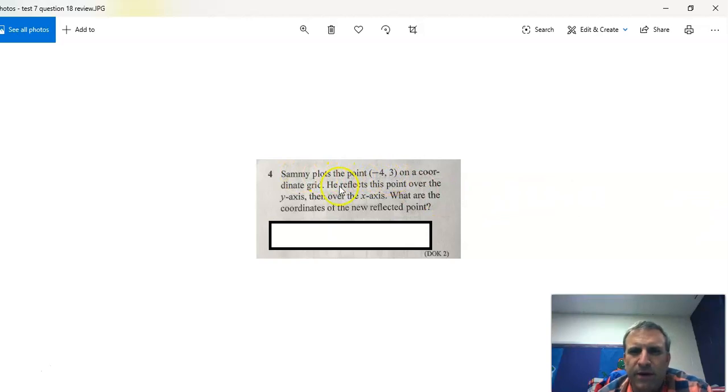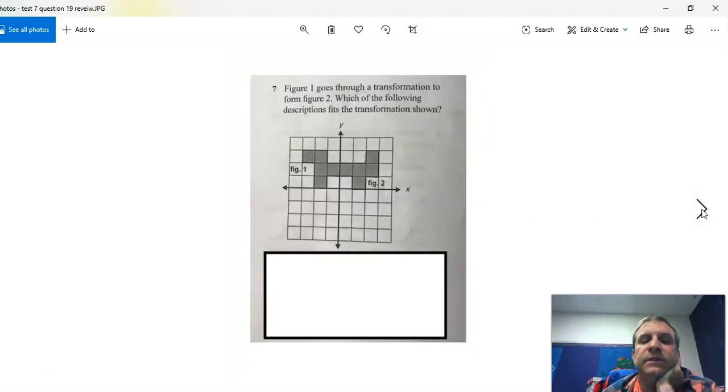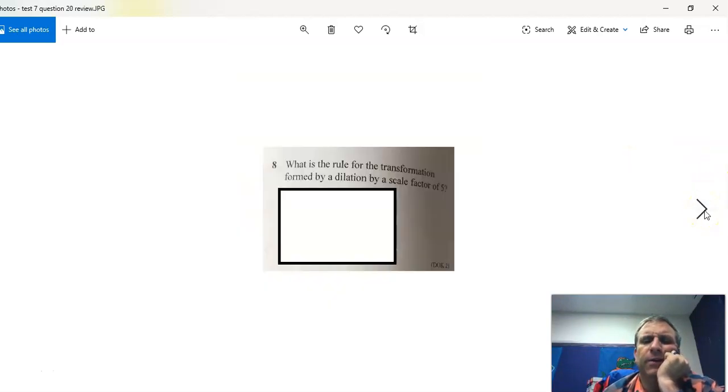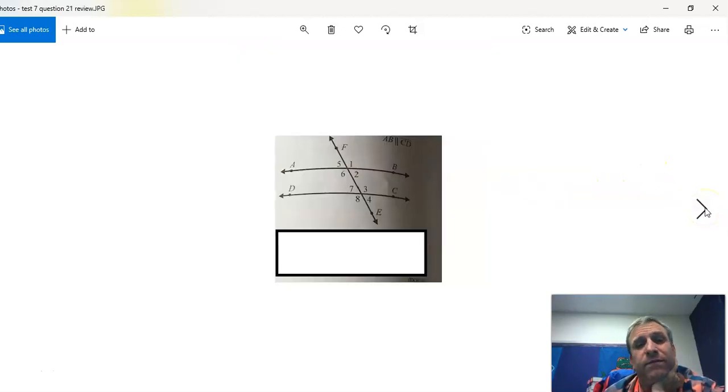Sammy plots the point on the coordinate grid. He reflects this point over the y-axis and then over the x-axis. Again, remember your rules for reflecting. Now this one is rotated 90 degrees. Oops, I think I gave that away. What is the rule for the transformation formed by a dilation by a scale factor of 5? That means that we multiplied everything by 5.